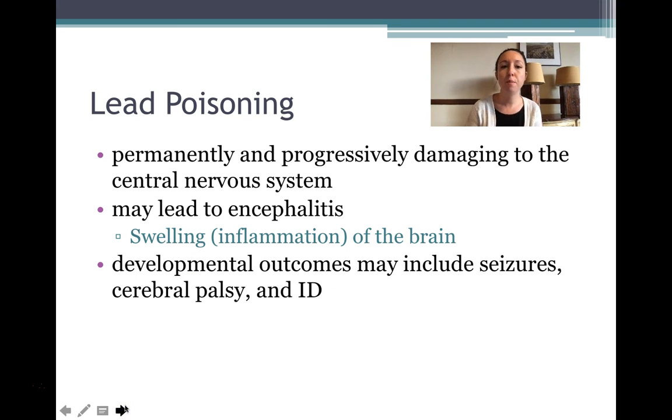Lead poisoning is permanent and progressively damaging to the central nervous system, and really important. It can lead to encephalitis, which is swelling and inflammation of the brain. Developmental outcomes may include seizures, cerebral palsy, and intellectual disability. Way back when, this used to be a leading cause of intellectual disability.